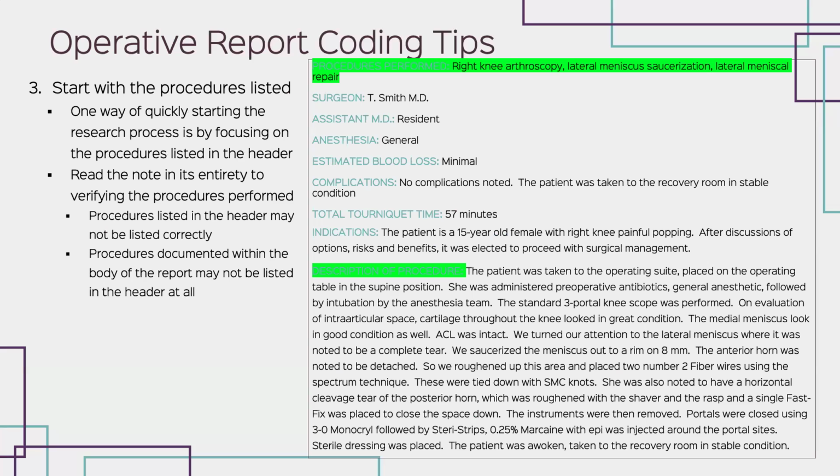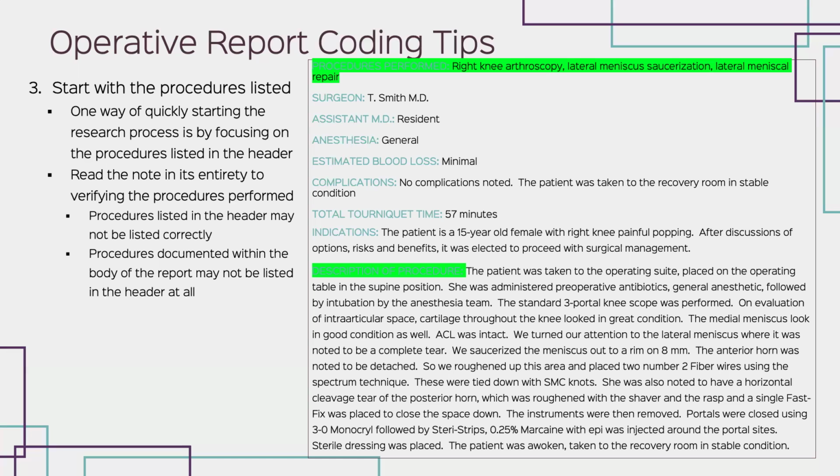Your procedures performed that are in your header will give us an idea of where we want to start to make sure that we have the support down within the description of the procedure. So we never want to code directly from that procedures performed header. So like in here, we have the right knee arthroscopy. They did a lateral meniscus authorization as well as a lateral meniscal repair. You want to make sure that you read all the way through the description of the procedure and make sure that that procedure that you're coding is supported, to make sure that we're coding the correct procedure.